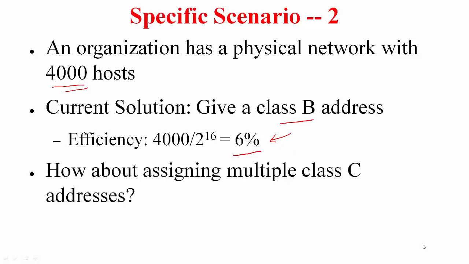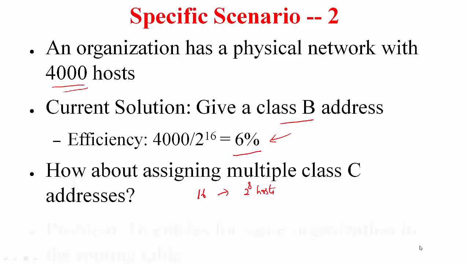How about assigning multiple class C addresses? That way you can maintain high efficiency. So how many class C addresses do you need to allocate for this? 16, right? Where each class C address caters to 2 to the power of 8 hosts, roughly. Is there any problem with this approach or are we done? Well, we are never done.